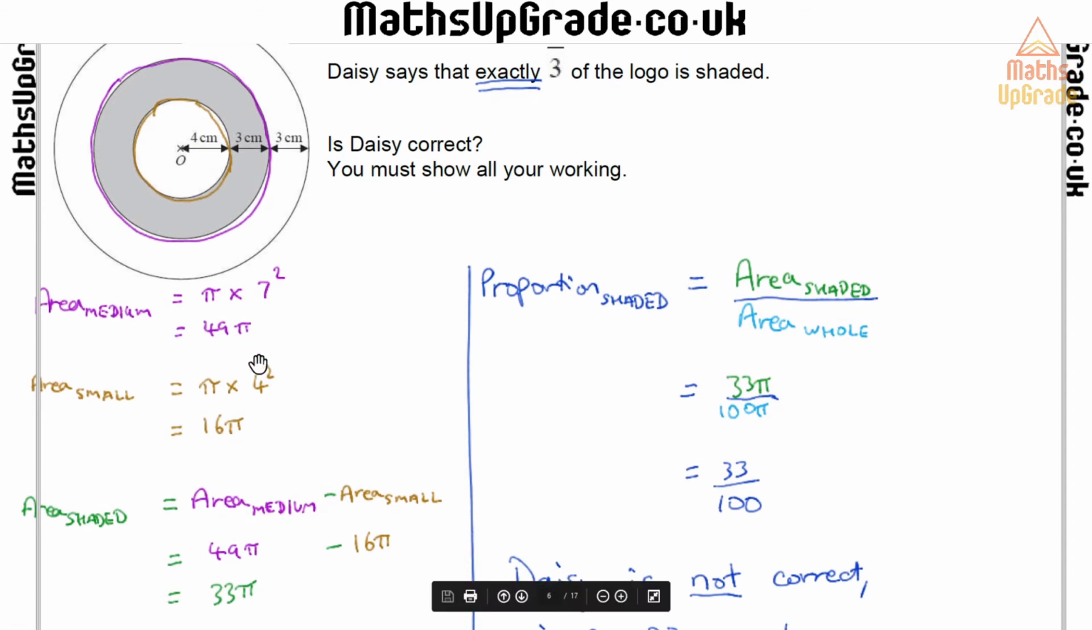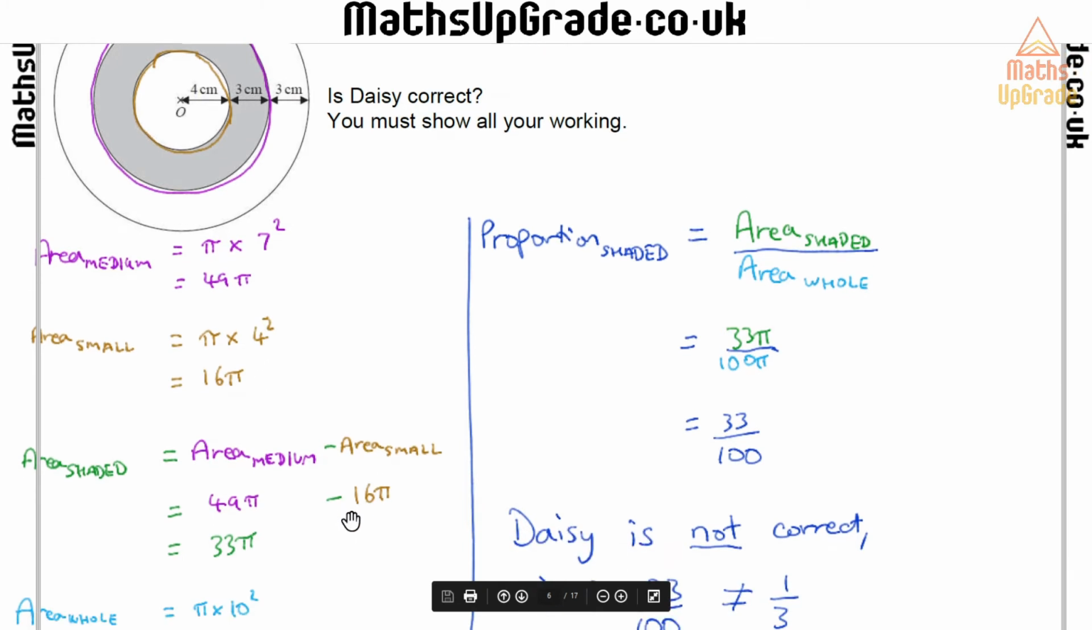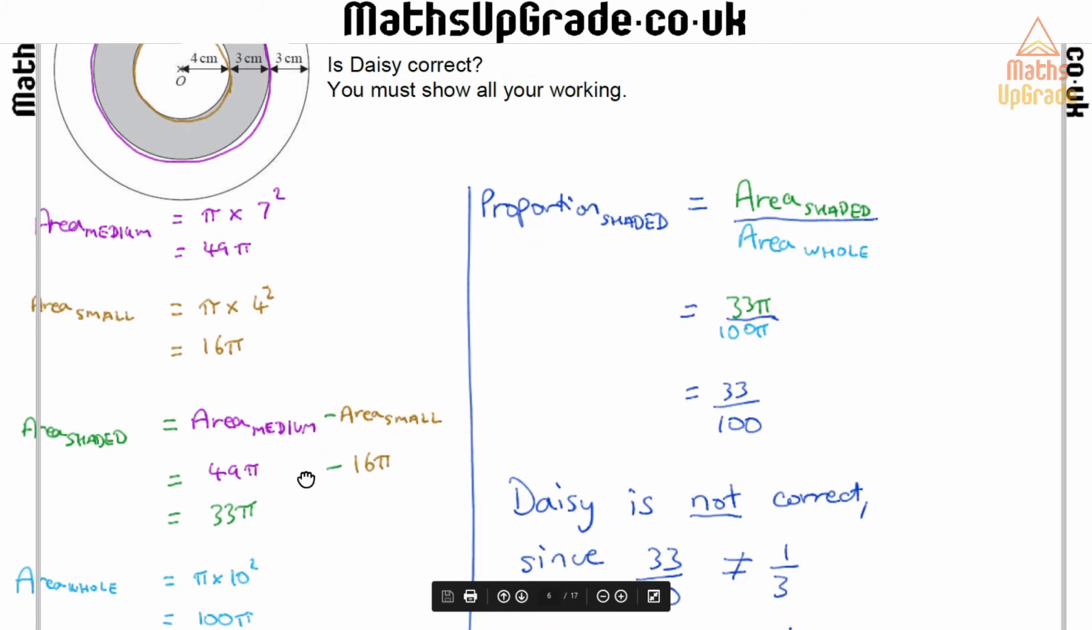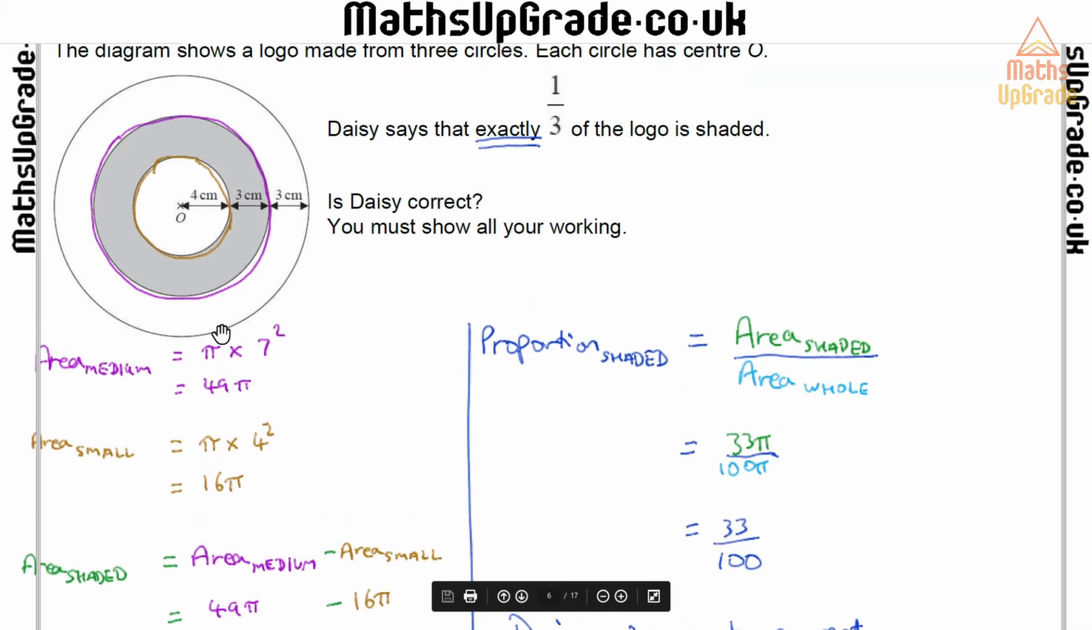So that's 49 pi, subtract 16 pi, which gives me 33 pi. I'm leaving this all in terms of pi because I don't want to work with decimals here, and that pi should all cancel out. So that's 33 pi. Now, let's find the area of the whole amount.